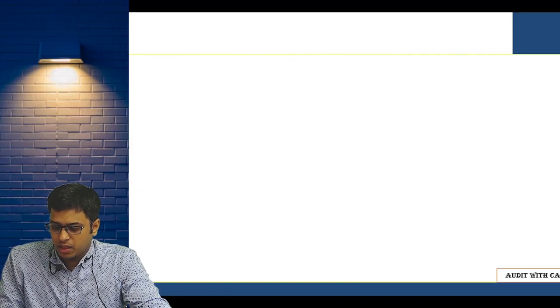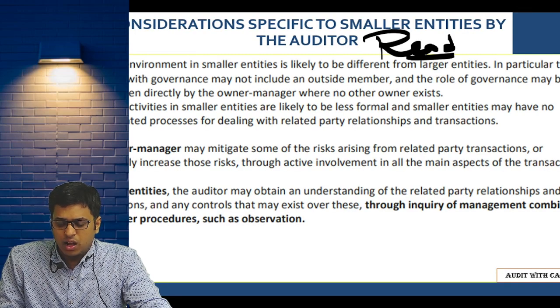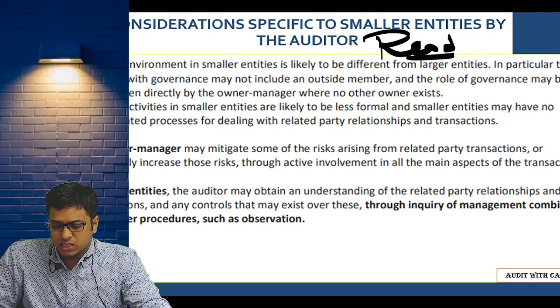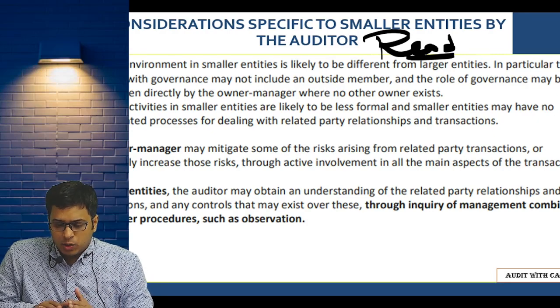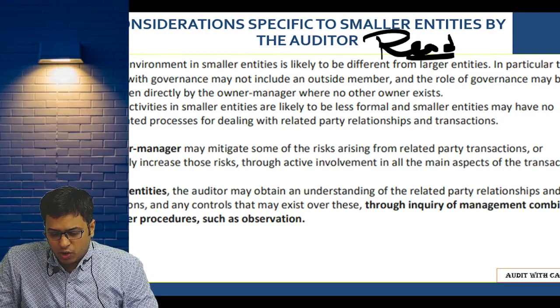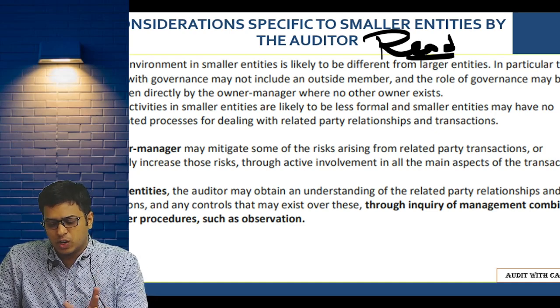Let's go further. Now, after completing this answer, this area is required to be read, that is considerations specific to smaller entities by the auditor. This is what you can go through later. Now, this is where I am stopping the second part of chapter number 4. It's a huge chapter, so I'm just stopping here, and then we'll continue in the third part.